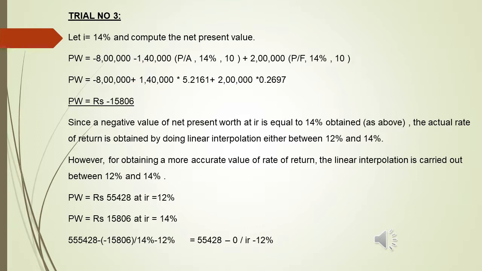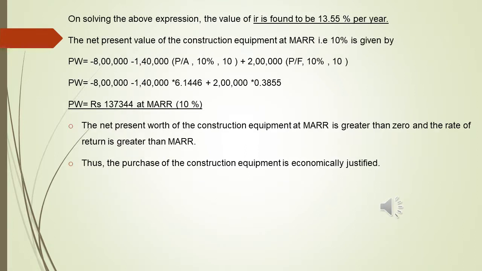For 14% it is minus 15,806. For that, when I equate and do interpolation, I am going to get the IR value as 13.55% per year. Okay, the value will be so much. So when I do the interpolation, the IR value will be 13.55% per year.